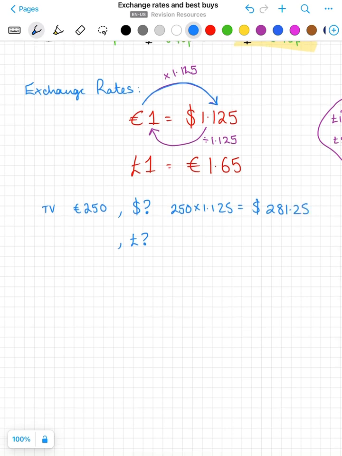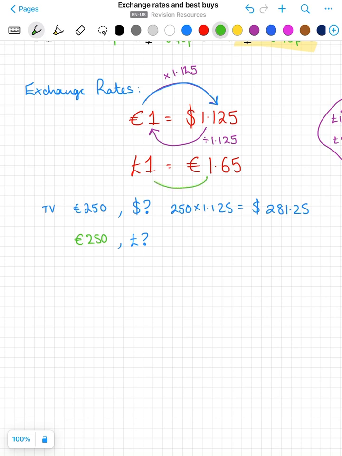And now we want to work out the cost of that TV, that €250 TV, but in pounds. So we're going euros to pounds. For every £1, that's €1.65. So we've got to go this way. So 1.65 divided by 1.65 gives you 1. So that's 250 divided by 1.65, which gives us £151.51.